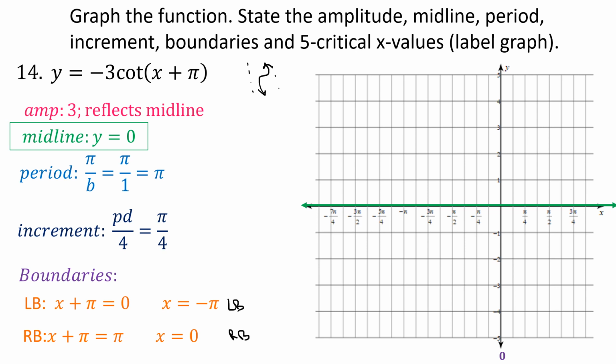So I'll have negative pi, negative 3 pi over 4, negative pi over 2, negative pi over 4, and 0. We will have the asymptotes on our boundaries at negative pi and 0, midline point at negative pi over 2, 0. And then because it's a negative cotangent, when I go to the right at negative pi over 4, I'll go up 3. When I go to the left at negative 3 pi over 4, I'll go down 3. Connect your points with that curve that looks like our cubic shape, and we are done.